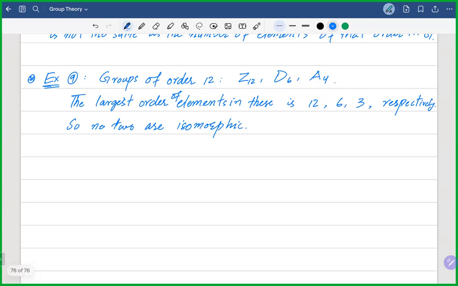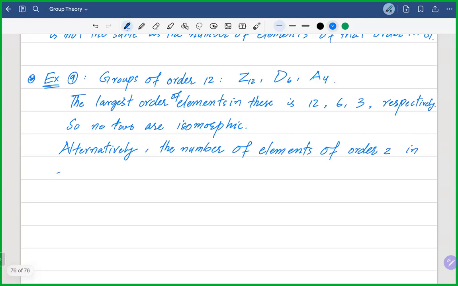Alternatively, the number of elements of order 2 in each is 1, 7, and 3.